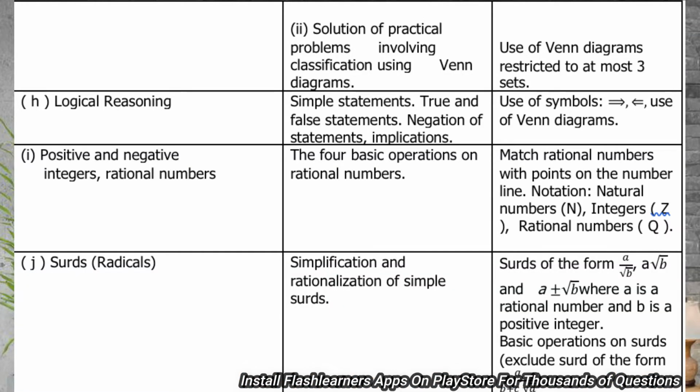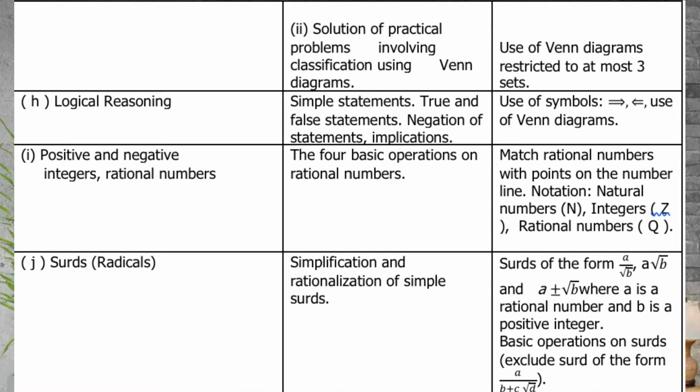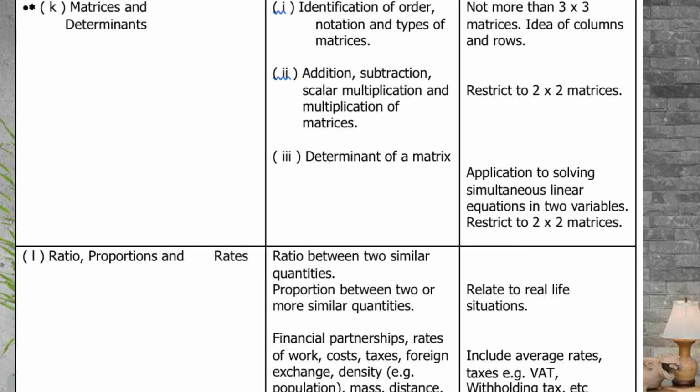Now look at surds. What you should know under surds? Under surds, you should know how to simplify surds of the form a over root b, a root b, where a plus or minus root b is a rational number. You see? Then look at this thing I told you earlier, matrices and determinant. It said not more than 3 by 3 matrices. You see? So don't do more than 3 by 3 matrices.